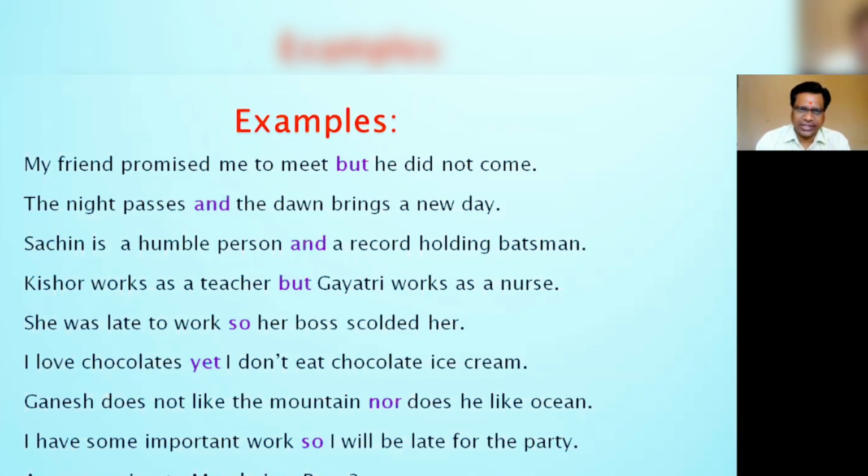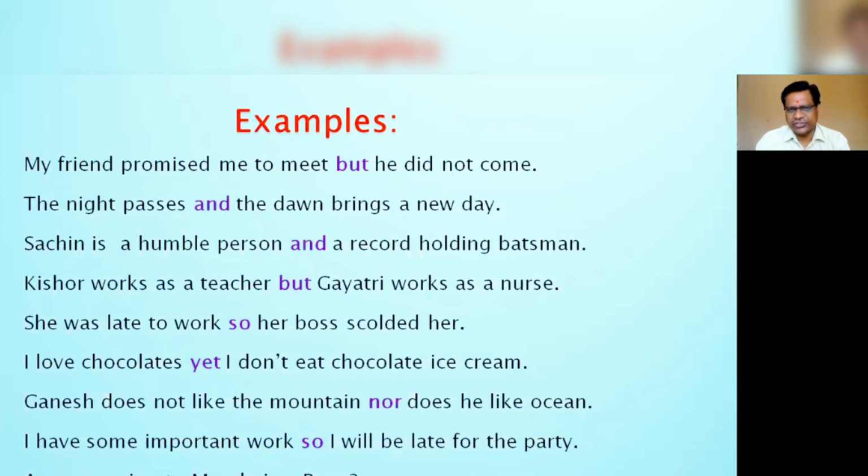So the sentence says one independent clause is Ganesh does not like the mountain. This is the one independent clause. Another is Ganesh does not like ocean. That is another independent clause. So these two clauses are brought together with the help of a coordinating conjunction "nor." So Ganesh does not like the mountain, nor does he like the ocean. So this way the sentence is framed.